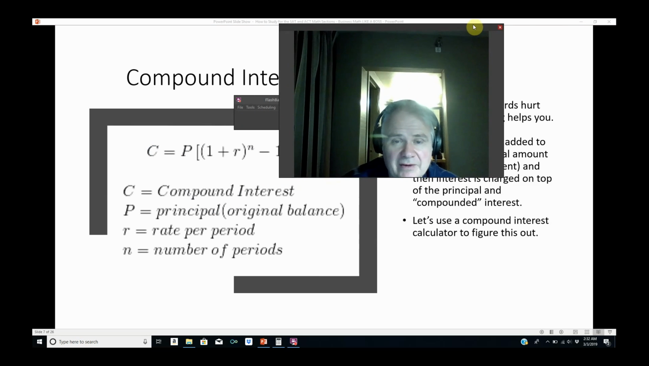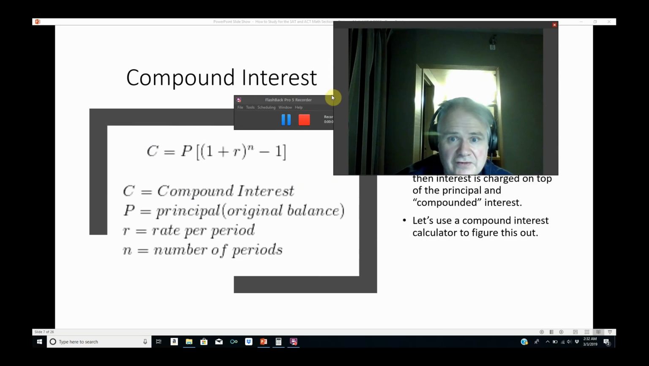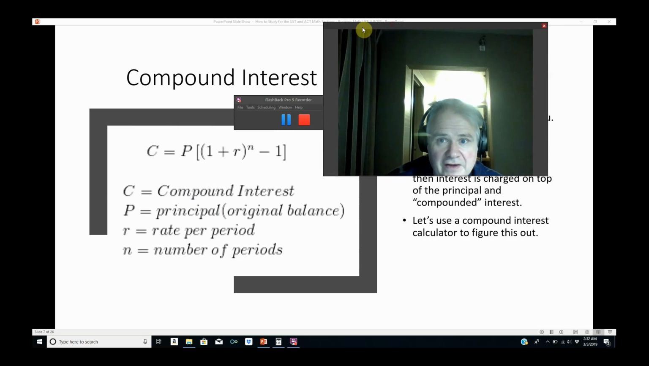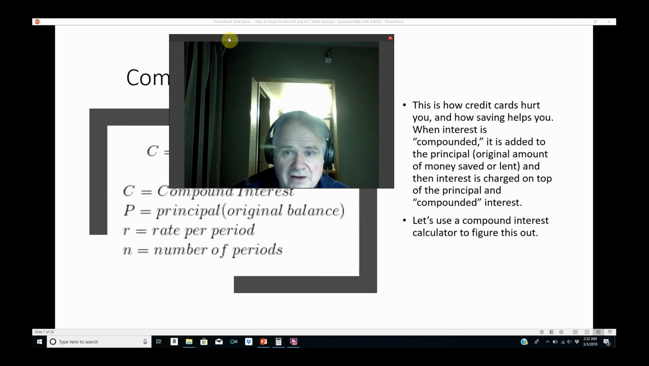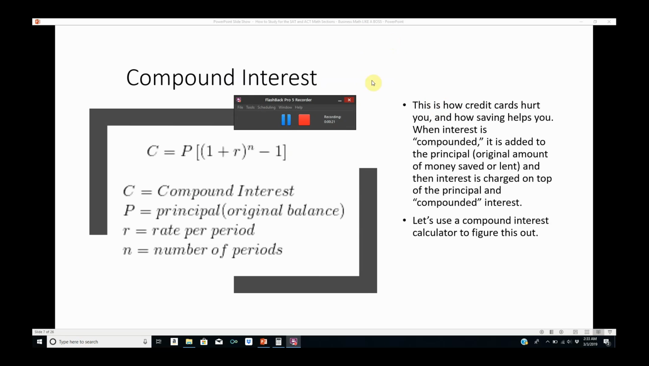So let's talk about compound interest. Compound interest is basically how saving helps you and how credit cards can hurt you. When interest is compounded, it's added to the principal, the original amount of money saved or lent, then interest is charged on top of the principal and the compounded interest. Let's use a compound interest calculator to figure this out.